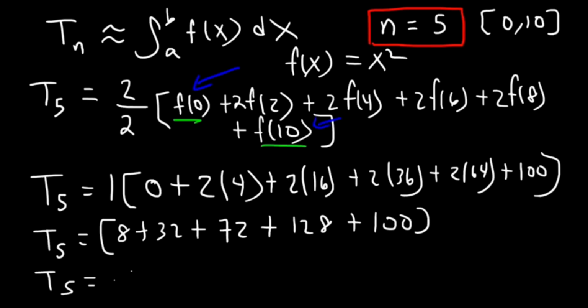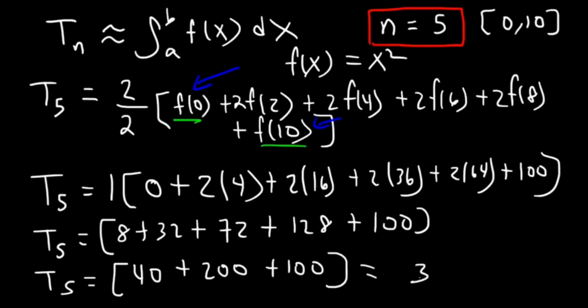Now 2 times 4 is 8. 2 times 16 is 32. 2 times 36 is 72. 2 times 64 is 128. Then plus 100.